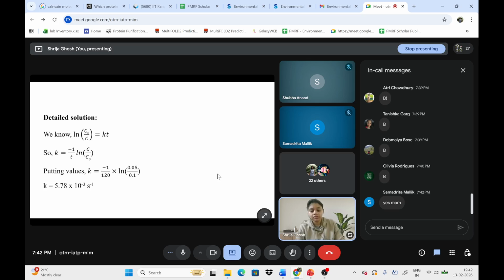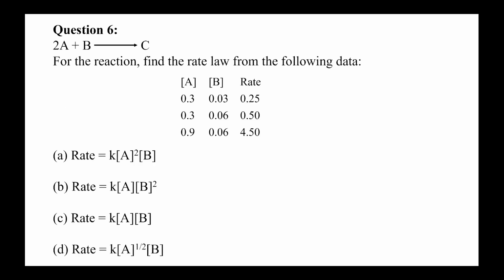Okay, then let's move to the next question. Question number 6. For the reaction 2A plus B goes to C, find the rate law from the following data. So you have to find the rate equation. You have 3 sets of data where concentration of A, concentration of B, and rate is given.